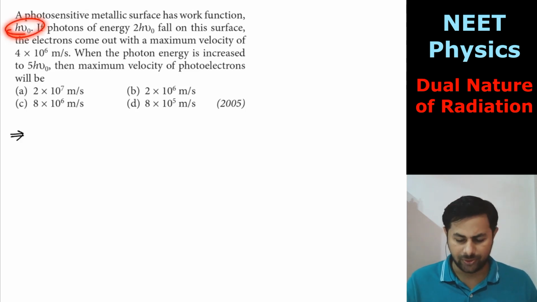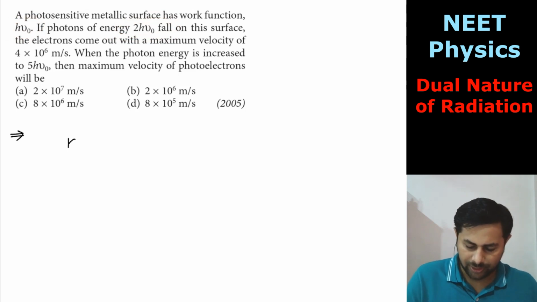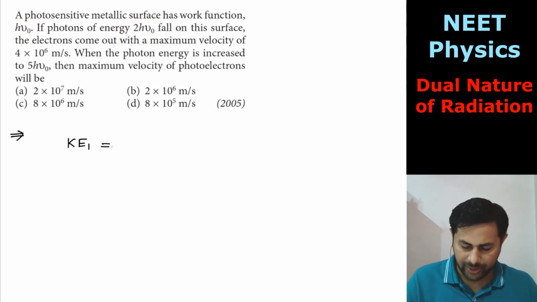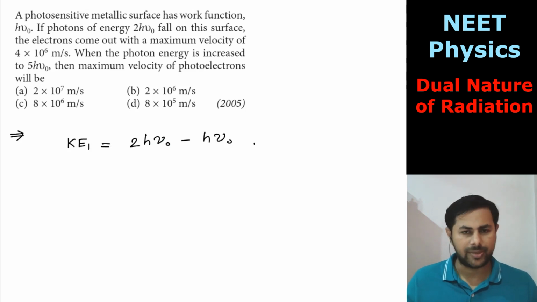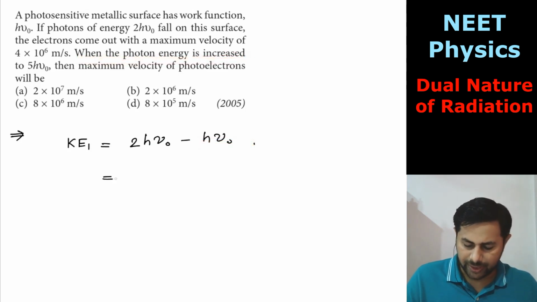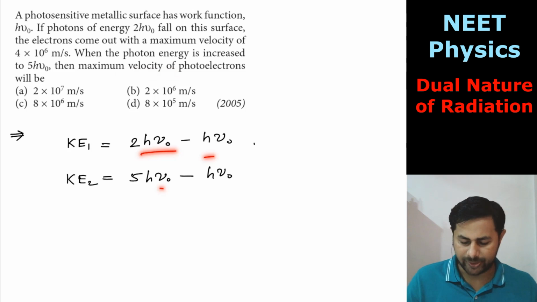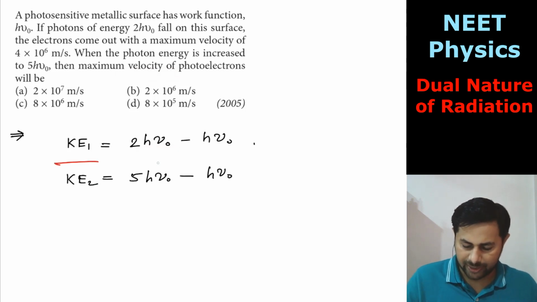Work function is h nu naught. Photon energy is 2h nu naught first. Then you have some kinetic energy. Ke1 is equal to 2h nu naught minus work function, that is h nu naught. And then you increase the energy of photons to 5h nu naught. So 5h nu naught minus h nu naught would be equal to Ke2, right? We want to compare the maximum velocities, but let's solve this first. Then we can divide this one with this one.